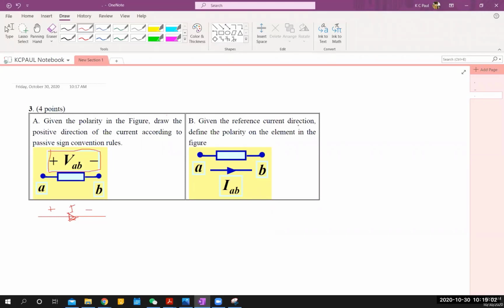Now, given the reference current direction, define the polarity of the elements in the figure. So what is the difference between these two? Once you get this one correct, there is no way you will make a mistake here, right?